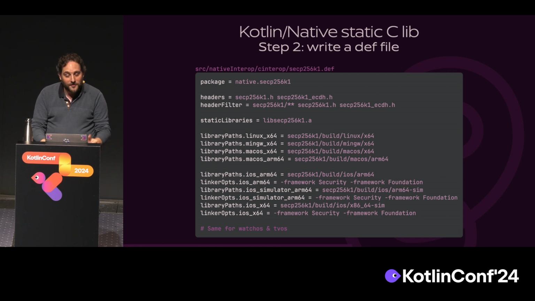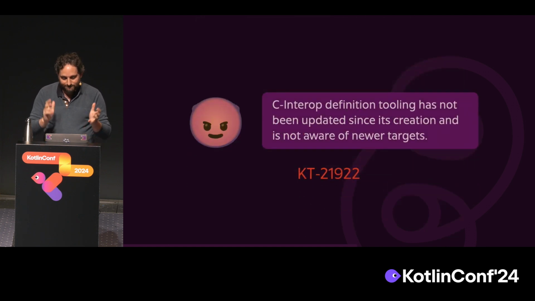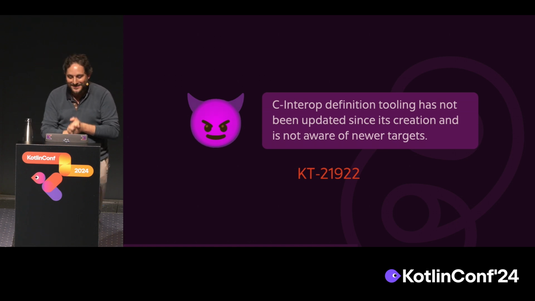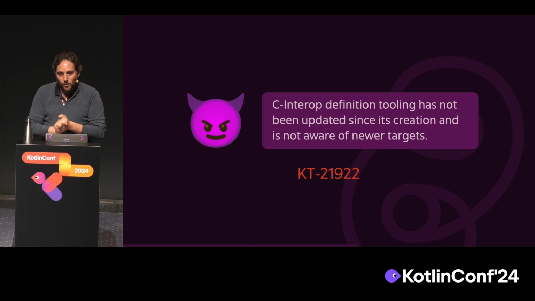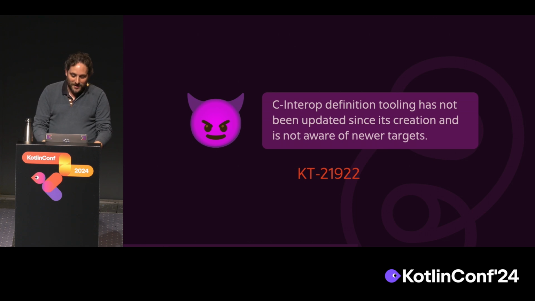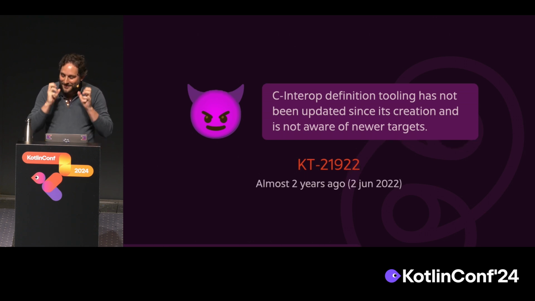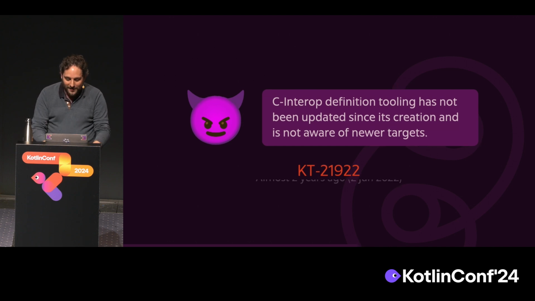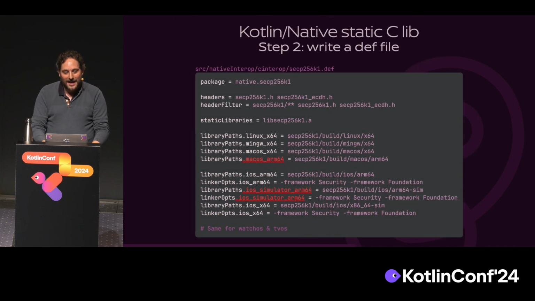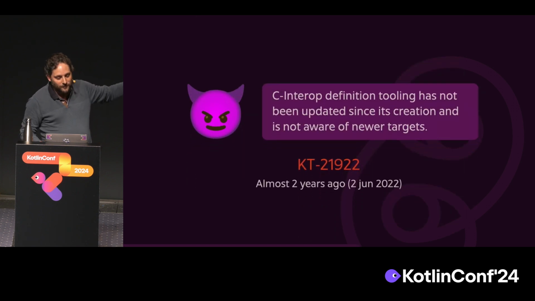And then you're very proud of yourself, and then IntelliJ tells you you're incorrect. But it compiles, it works. So, the C-interop definition tooling has not been updated since its creation, and it is not aware of newer targets. And JetBrains should have been aware of that for at least 2 years. And this is the one that angers me the most, how hard it is to update your tooling and have it at least compatible with the code that you are providing. So this is correct, but IntelliJ will tell you that it is not. So please vote for this issue. It has bugged me in my sleep.